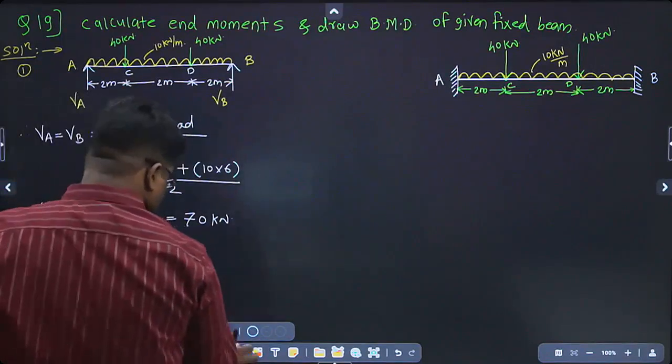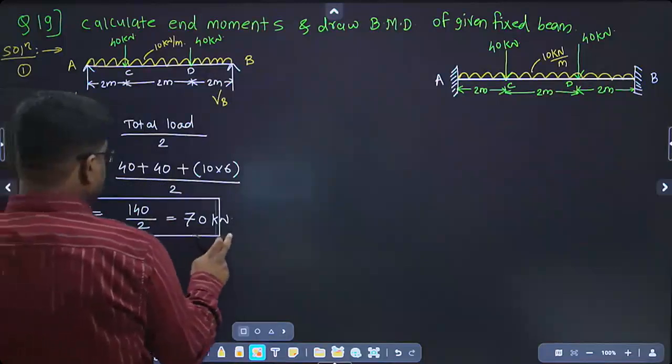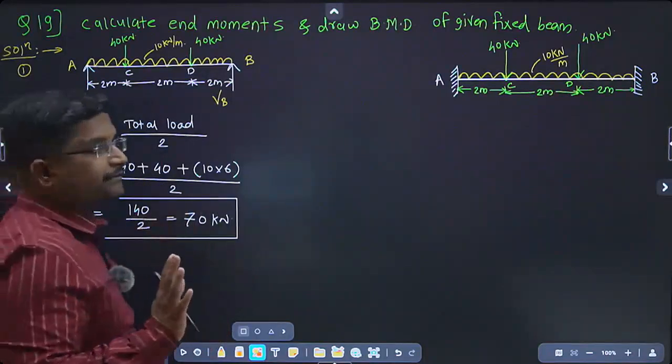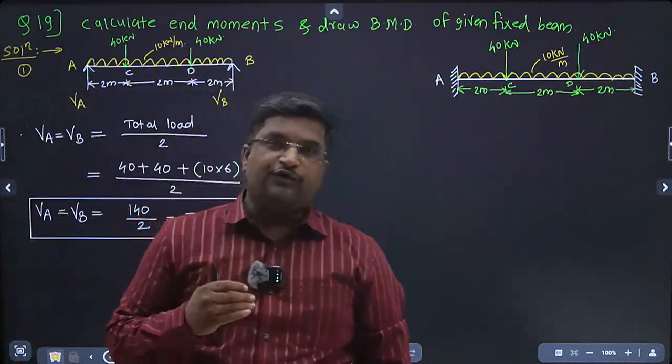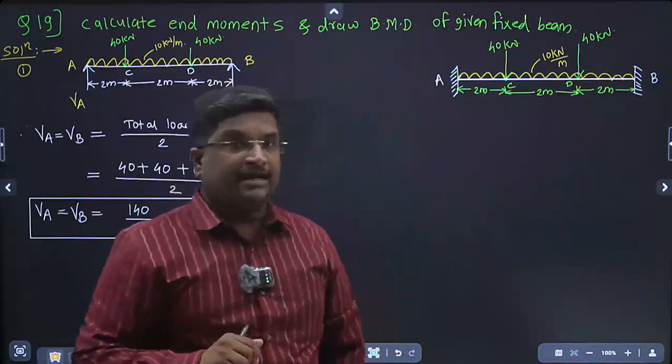Okay, so VA is what? VA and VB both will be the same. Now see here. What will be the reactions of the fixed beam? RA and RB.